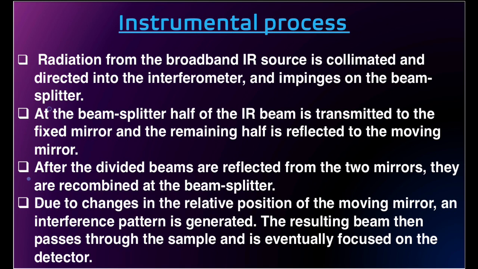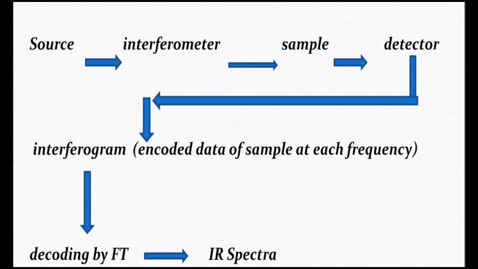At the beam splitter, half of the IR beam is transmitted to the fixed mirror and the remaining half is reflected to the moving mirror. After the divided beams are reflected from the two mirrors, they are recombined at the beam splitter. Due to changes in the relative position of the moving mirror, an interference pattern is generated. The resulting beam then passes through the sample and is eventually focused on the detector. Source: interferometer. Sample: detector. Interferogram: encoded data of sample at each frequency. Decoding by FTIR: IR spectra.